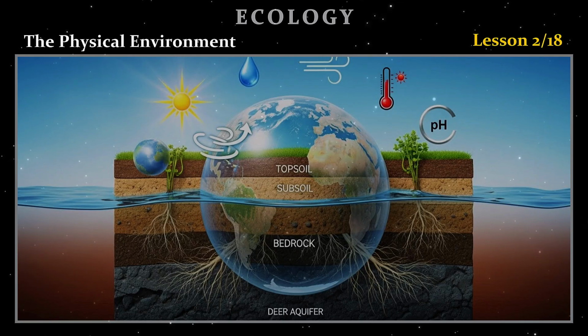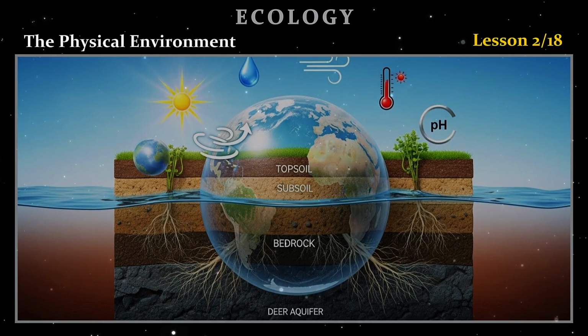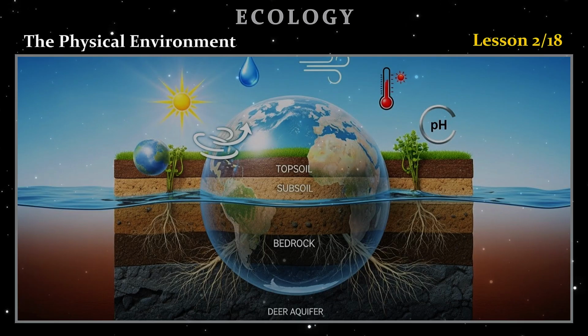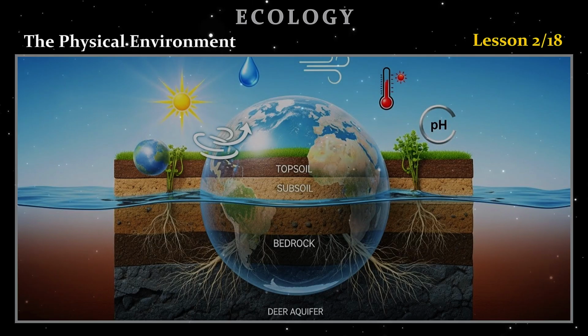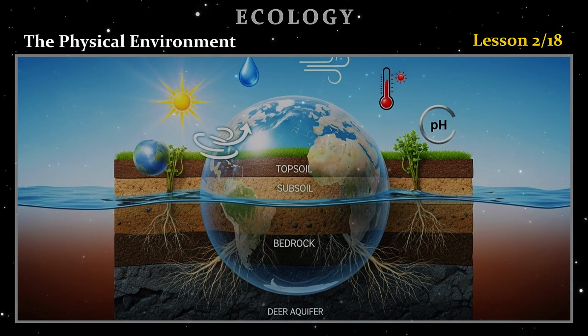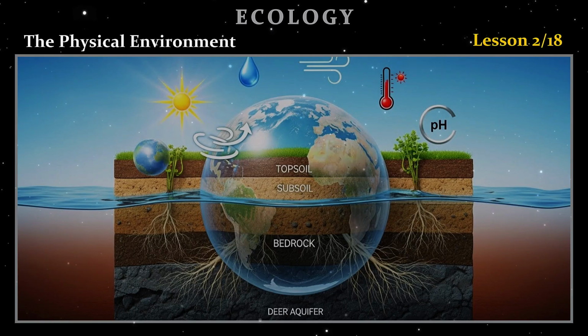Why does understanding the physical environment matter? Because everything we do as a civilization is an attempt to manipulate these factors. Agriculture is essentially the modification of the physical environment. When we irrigate a field, we are artificially changing the precipitation regime. When we add fertilizer, we are altering the soil chemistry. When we build a greenhouse, we are creating a microclimate.